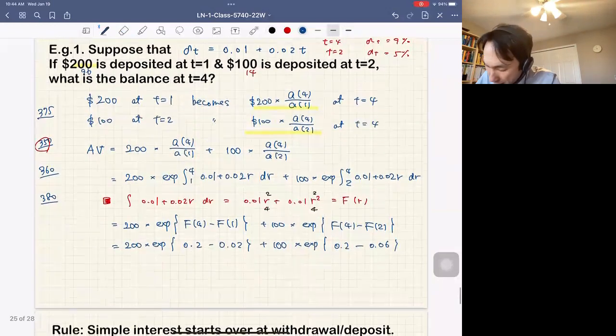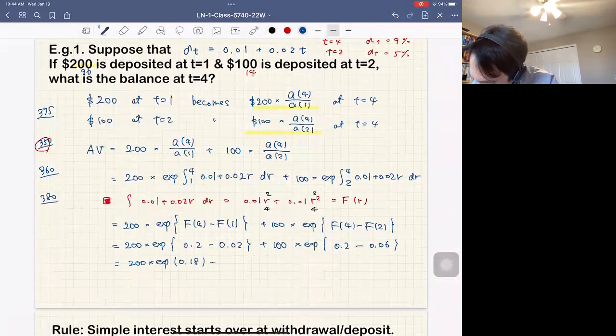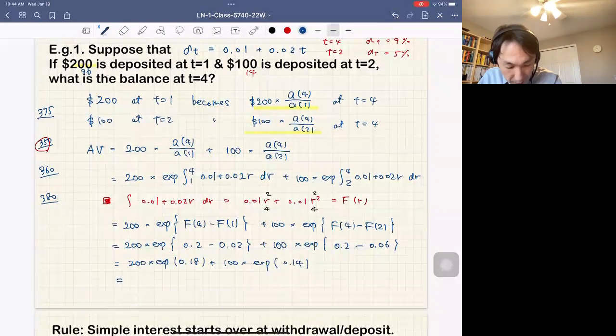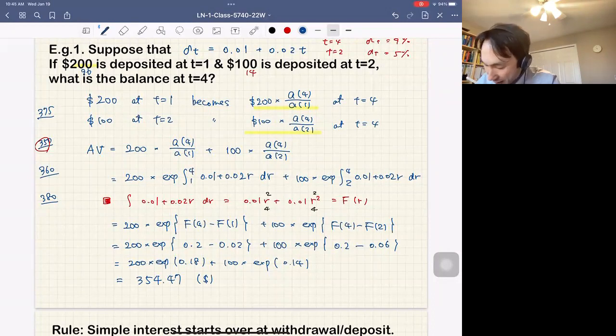And this becomes 200 times exponential of 0.18, plus 100 times exponential of 0.14. If you put it in a calculator, this becomes 354.47. So we have some compounding of interest. 350 is our guess, but it's almost in between 350 and 360. So 350 is still closest.